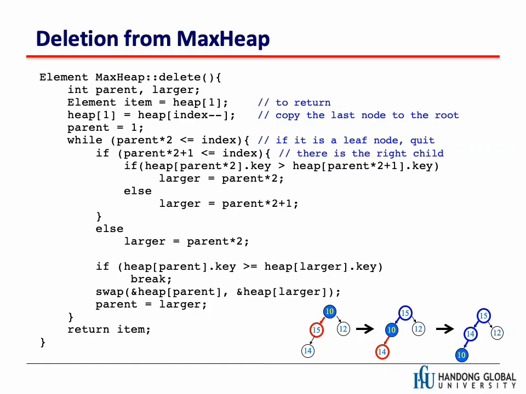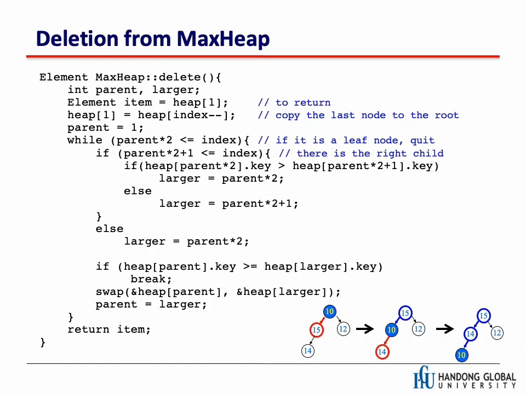If heap parent times 2 dot key is greater than heap parent times 2 plus 1 dot key, it means the left child is larger than the right child, then larger is parent times 2. Larger is the left one. Otherwise, larger is parent times 2 plus 1. Else means we don't have the right child. We have only one left child, then larger is obviously just parent times 2.